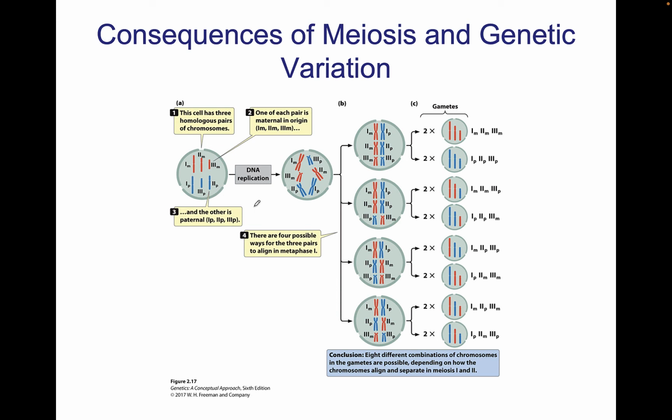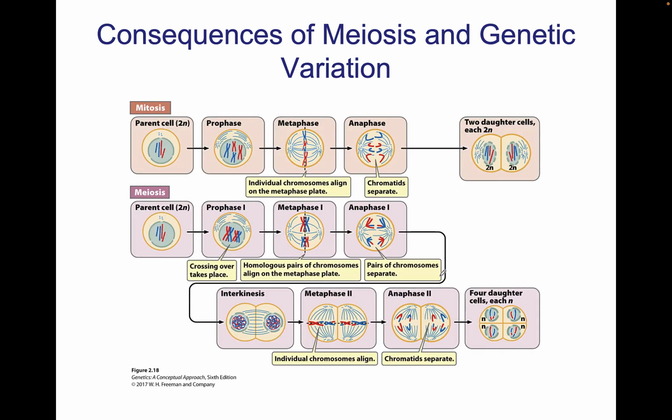Okay. There are 4 possible ways to align at the metaphasic plates, as you see here. This is one way that gives genetic variation. How they align at the metaphasic plate is providing levels of genetic variation. And in this case, there are 8 different combinations of chromosomes in the gametes that are possible. And it depends on how they align and separate in Meiosis I and Meiosis II. Okay, so this is another way by which you can get genetic variation just by merely lining up at the metaphasic plate. And this is different from crossing over. That's another level of genetic variation.